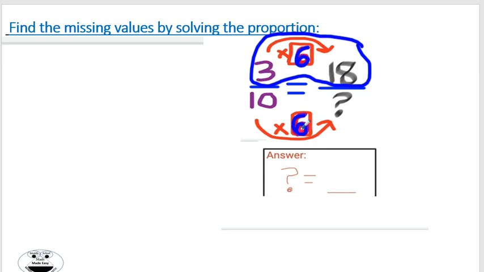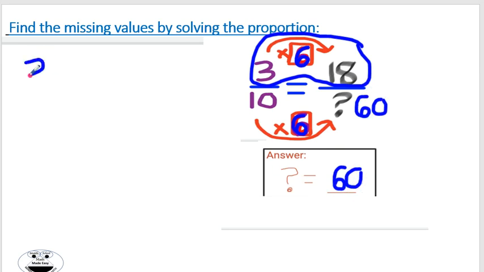So once we find that missing number to go in the box, 3 times 6 is 18. We know on the bottom they multiplied by 6 as well, so we just do multiplication. 10 times 6, and that is 60. So the question mark is equal to 60, or the variable, the unknown, is equal to 60.